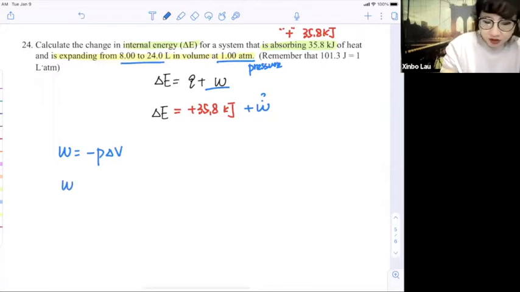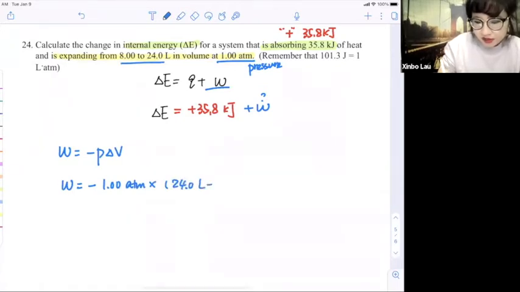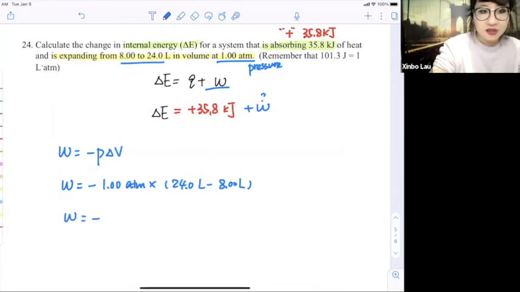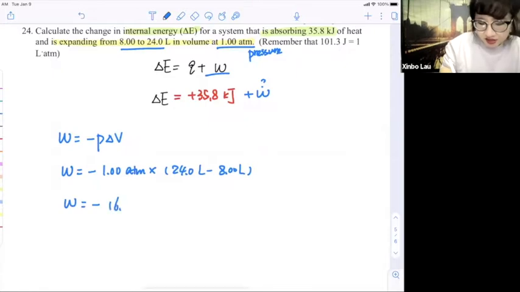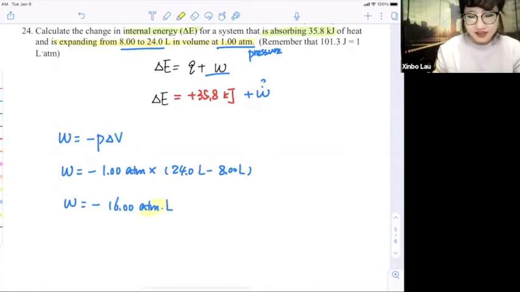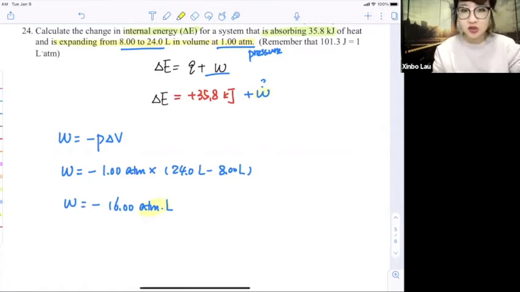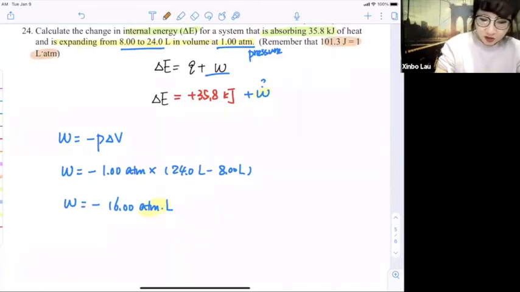So work equals negative 1 atm times the volume change, final minus initial. This comes out as negative 16 atm times liter. What kind of units is this? I'm looking for work, which should be in joules or kilojoules, but this is not. That's why there's a conversion factor given, and that will be given during the exam as well. So you can use that to convert the units.